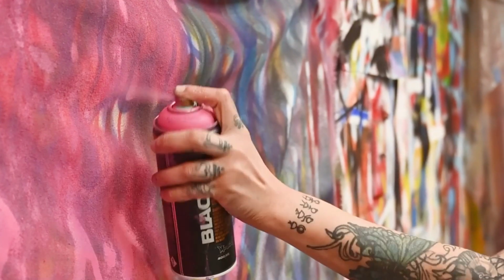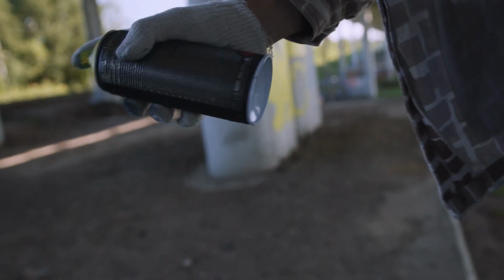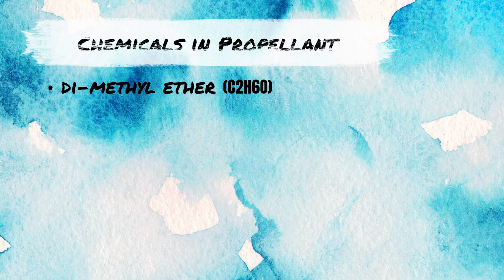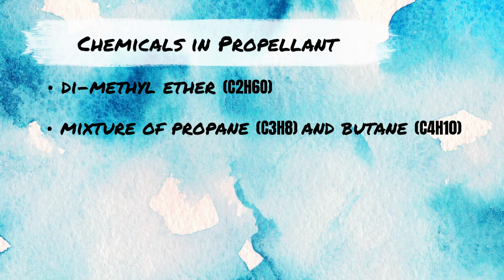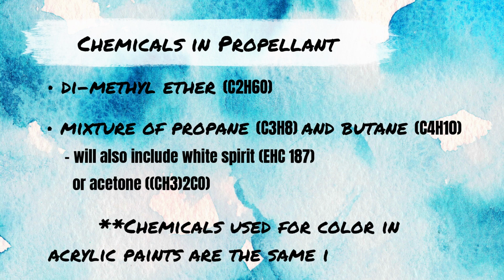What makes spray paints so particularly unique, though, is the idea that the paint is able to be propelled out of a spray paint can, which is the common application method. This is caused by an addition of either dimethyl ether or a mixture of propane and butane. And if a mixture of propane and butane is chosen to be the propellant, then most likely there will also be white spirit or acetone present in the solvent. Everything else, on the other hand, specifically the chemical compounds that colorize paint, is going to be the same as it is for acrylic paint.